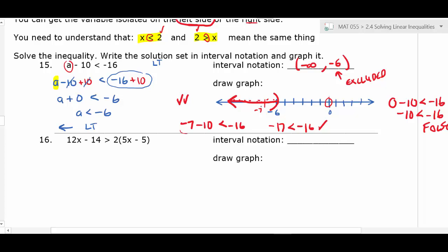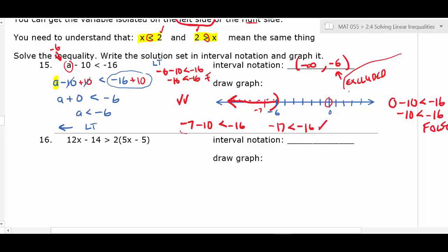So everything to the left of negative 6 works. Everything to the right of it does not work. And even negative 6, if you plugged in negative 6 there, what would you get? You would get negative 6 minus 10 less than negative 16. That also is false. So it's not a solution.